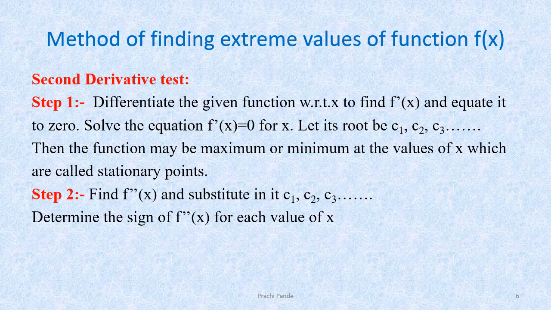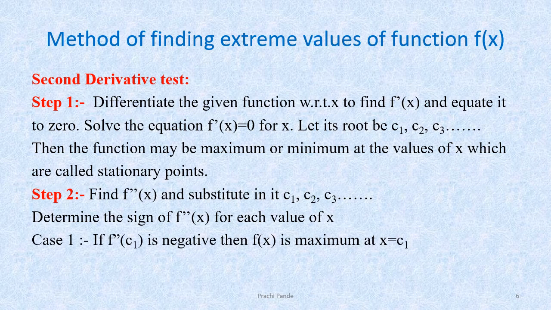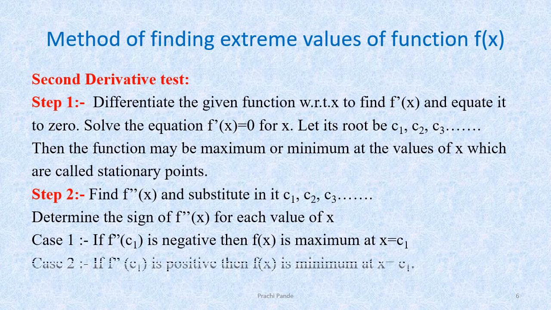Now in step 2, find f double dash x and substitute c1, c2, c3 in it and determine the sign of f double dash x for each value of x. Case 1: if f double dash c1 is negative, then f of x is maximum at x equal to c1. But if f double dash c1 is positive, then f of x is minimum at x equal to c1. Now we will solve some examples using this test.